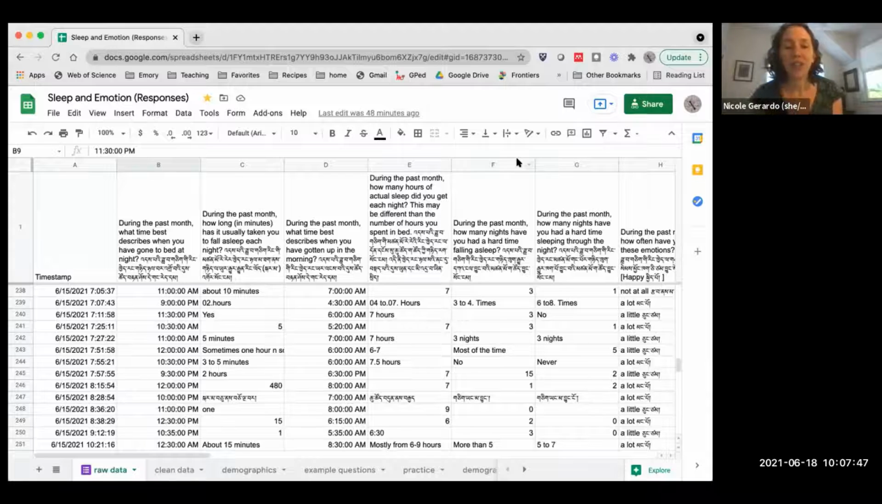So first, before we sort of look at the results and how we decided to use these data, I want to show you how we collected the data.